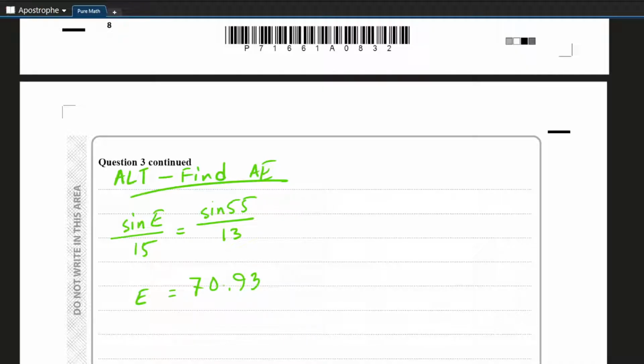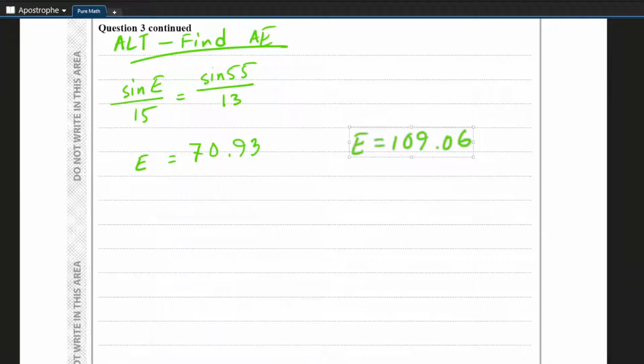70.93 or 109.06. Why is the calculator giving me only this number? Where am I getting this one? So for that we have to go back to trigonometry. As we know, all the functions are positive here, and in this one sine is also positive. That means sine is positive here and positive here. Since the angle is an obtuse angle, that means the angle is right here. It's not in this one, it's in this one.